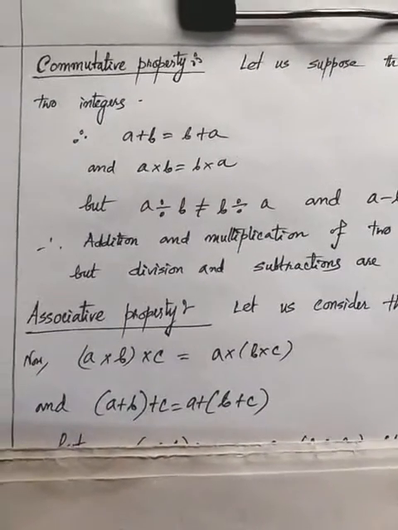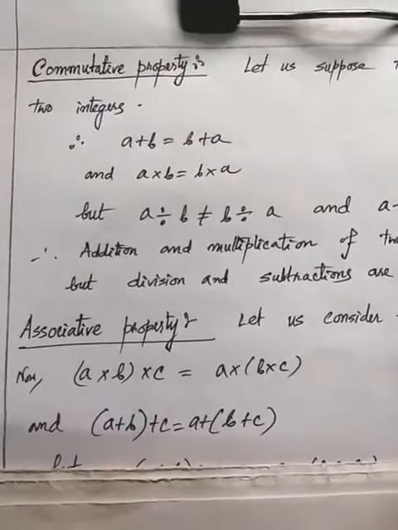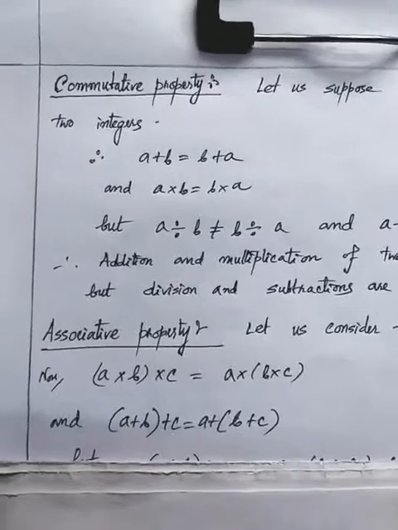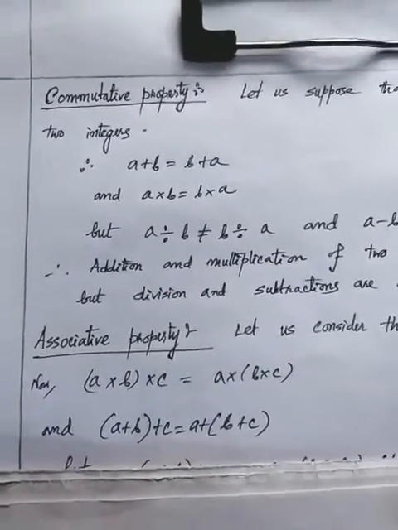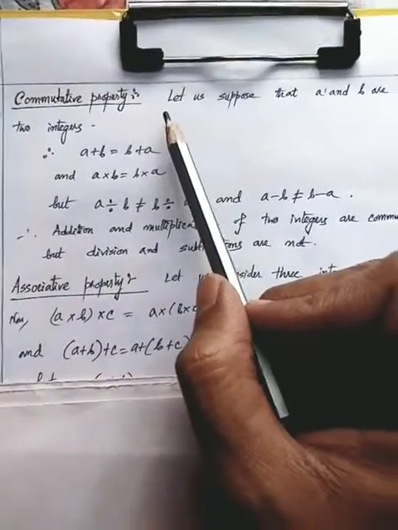Good morning, students. So in this video, first we are going to do some recapitulation of commutative property, then associative property, and ultimately we are going to learn distributive property. So you can read the statement of commutative property as it is written over here.